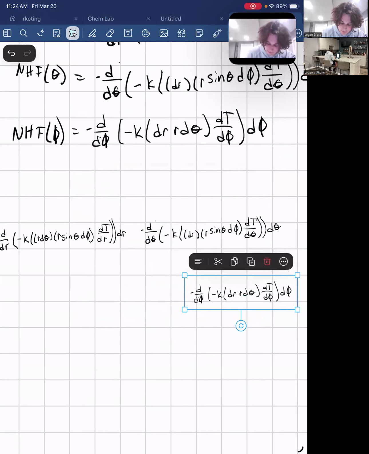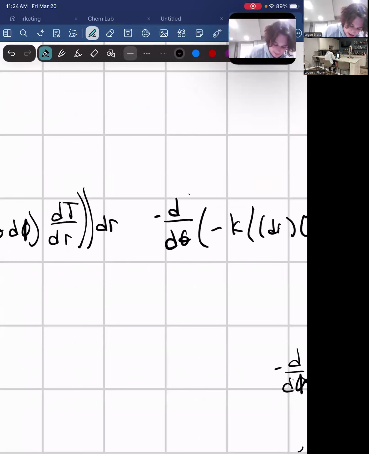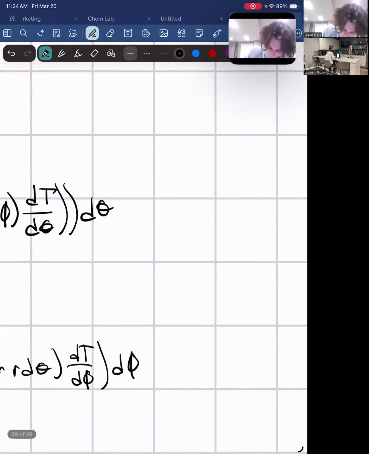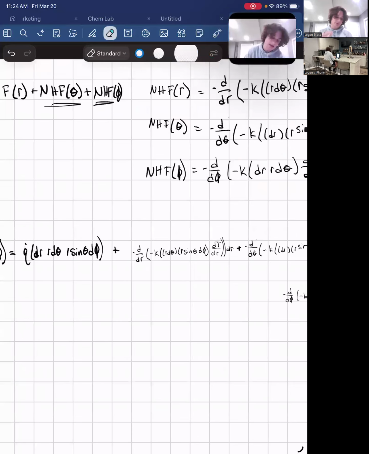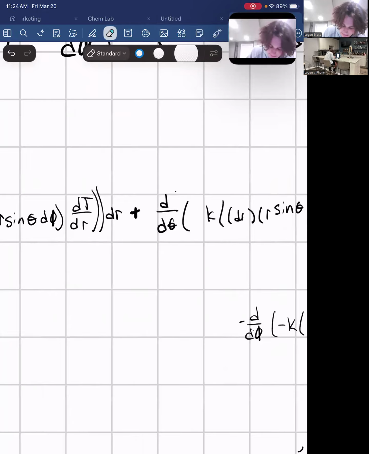Now I'm going to drop this one down because I ran out of room. But we're adding all of these together. Right. And so when we look at this, the negative sign in each of these will cancel, right? Our negative, negative, right? So we can take that out of all of these.